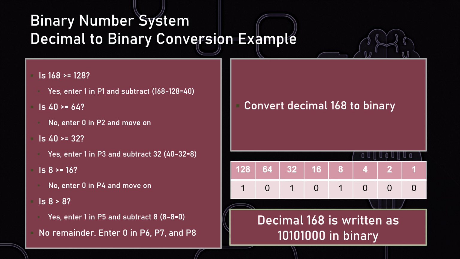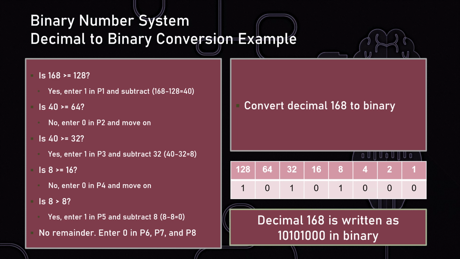So we're going to put a 1 in position 1 and subtract. 168 minus 128 is 40. Is 40 greater than or equal to 64? No. So we're going to put a 0 and move on to the next, carrying that remainder forward. Is 40 greater than or equal to 32? Yes. So we're going to put a 1 in position 3, and now we're going to subtract 32 and take our new remainder, which is 8.